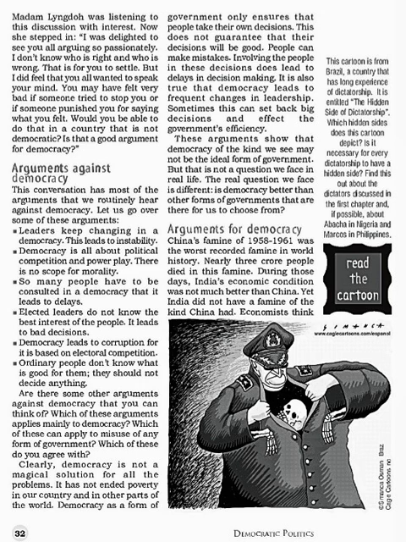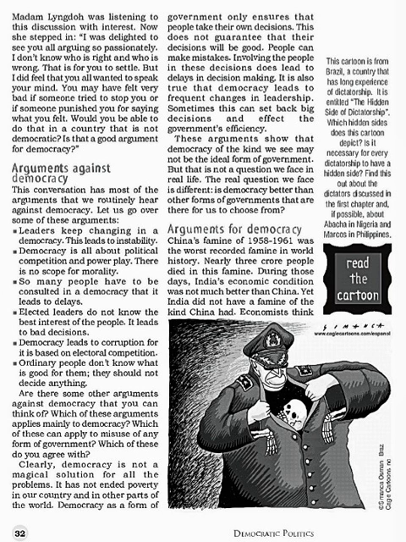So students, these are some of the limitations of democracy. Clearly democracy is not a magical solution for all the problems in the developing countries. It has not ended poverty in our country and in other parts of the world also. Democracy as a form of government only ensures that people take their own decisions, and this does not guarantee that their decisions will be good. People can make mistakes also, and involving the people in these decisions leads to delays in decision making. It is also true that democracy leads to frequent changes in leadership. Instability also we have seen in the government.